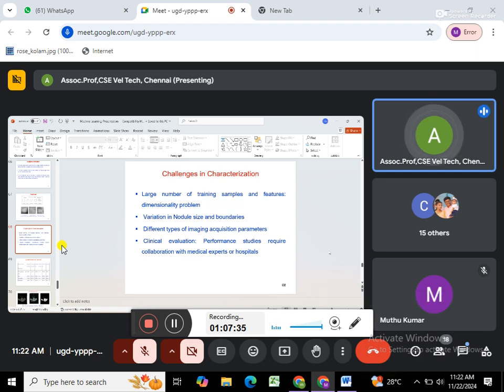Clinical evaluation also has to be collaborated with medical experts. We cannot straight away tell with that. We have to discuss with your medical experts or hospitals once you produce the result.